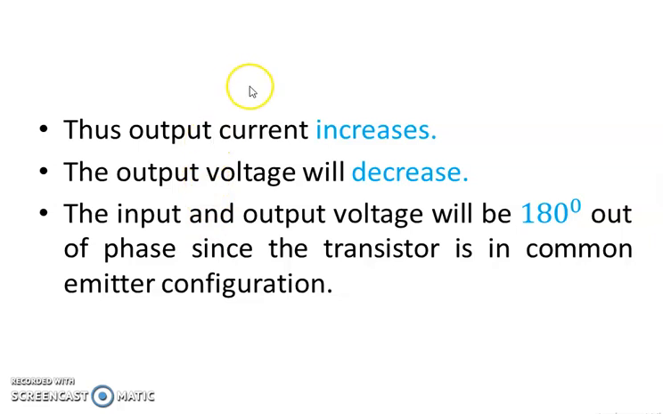During the positive half cycle of the input, our output voltage will be decreasing, and during the negative half cycle, the output voltage is increasing. That is, it will always be 180 degrees out of phase, but we obtain an amplified output. In the other two configurations, common base and common collector, there will not be any phase change. Only in the CE amplifier does this phase change occur.